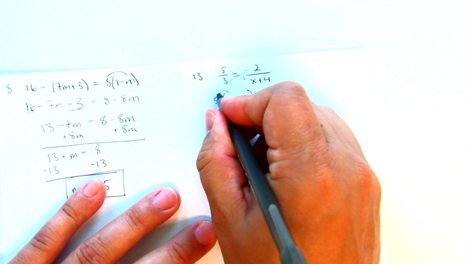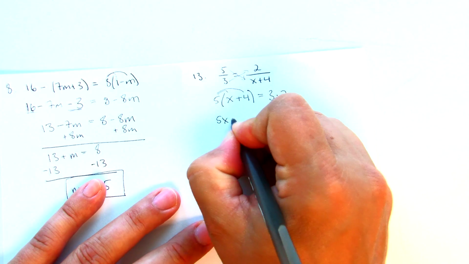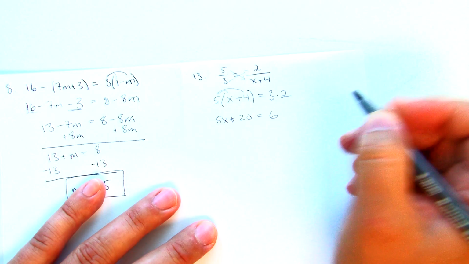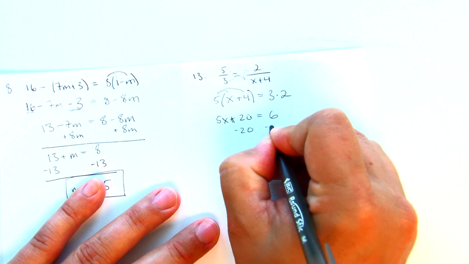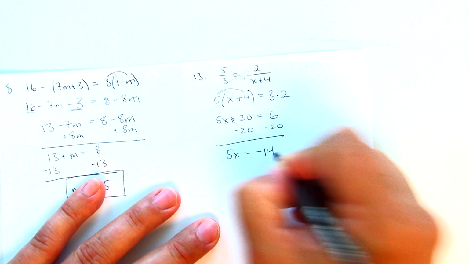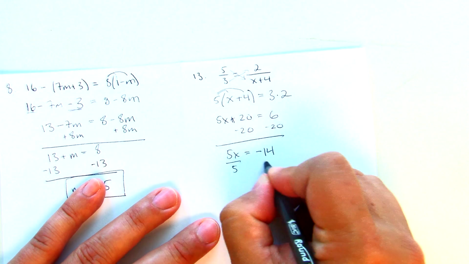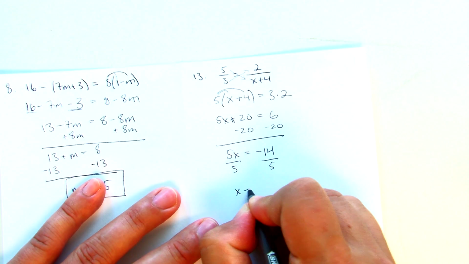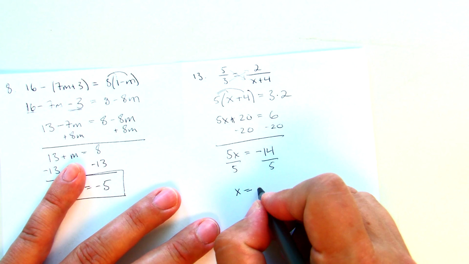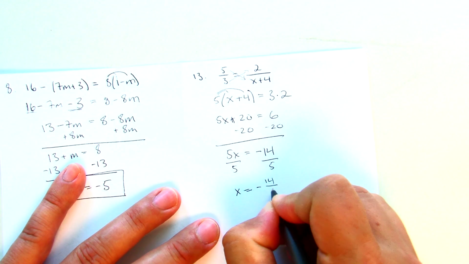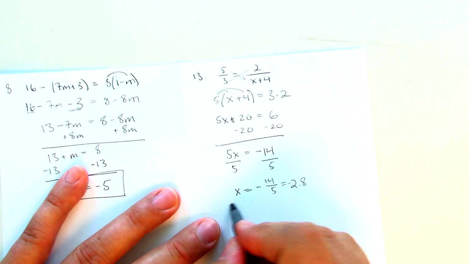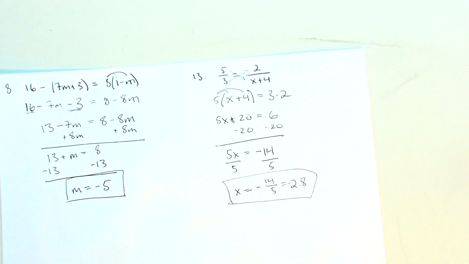Now we can do our distributive property again. We'll get 5x plus 5 times 4 is 20 equals 3 times 2, which is 6. Subtract 20 from both sides. Get negative 14. And now we'll divide by 5 to get x by itself. Negative 14 over 5 is negative 14 fifths, right? Which is also negative 2.8. That sounds right. So there's our answer. Either one is fine, really.